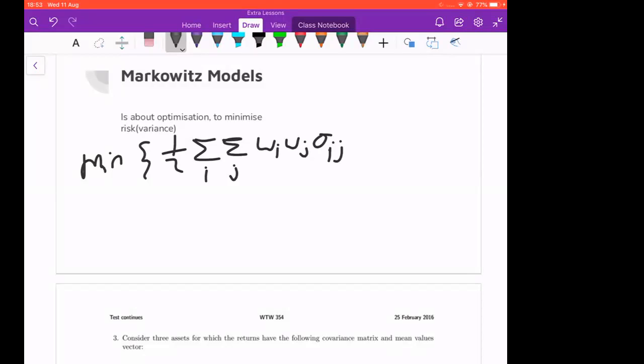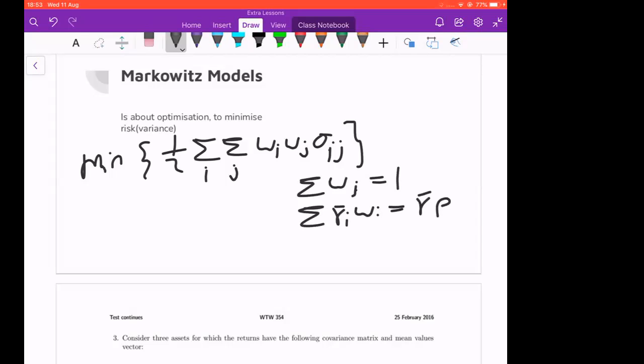So anyway, you're going to have two constraints. The first constraint is on the weights: the weights need to sum to 1. And your other constraint is that the returns times the weight should equal the portfolio return. So this is what you are trying to solve.